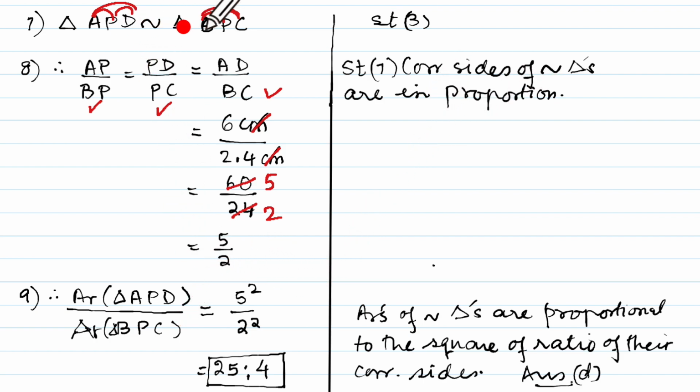Once we've done that, the two triangles which are similar, their ratio will be equal to the ratio of 5 square is to 2 square. And the reason for that is areas of similar triangles are proportional to the square of the ratio of their corresponding sides. So this upon this is equal to 25 is to 4. So you can write area of triangle APD is to area of triangle BPC is equal to 25 is to 4, and that is our answer D.